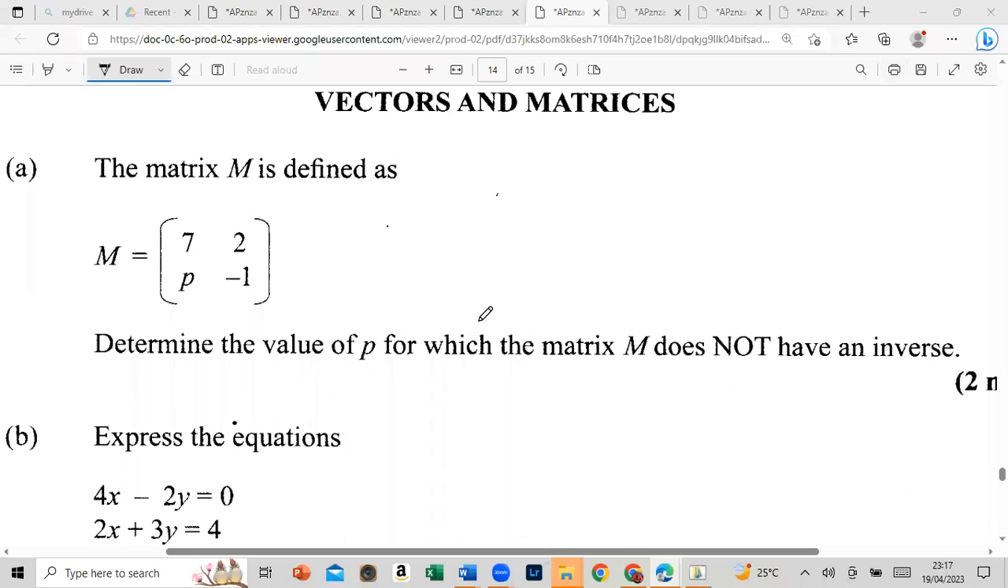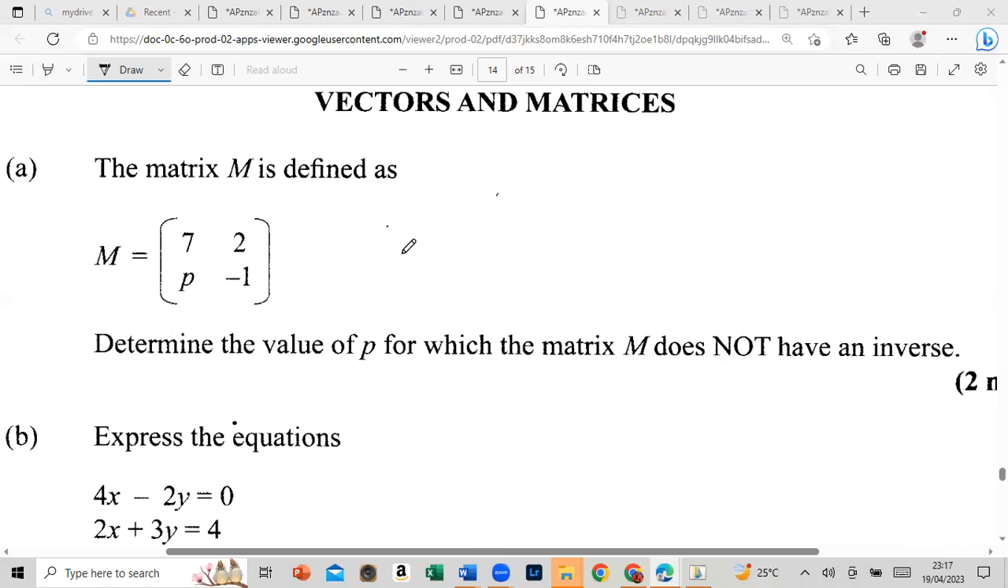Alright, so this one says the matrix M is defined as M is equal to [7, P; 2, negative 1], and it says determine the value of P for which the matrix does not have an inverse. Same thing: if the determinant is 0, it cannot have an inverse because we can't divide by 0. So this is just another fancy way of saying it's a singular matrix. Guys, just watch the wording carefully.